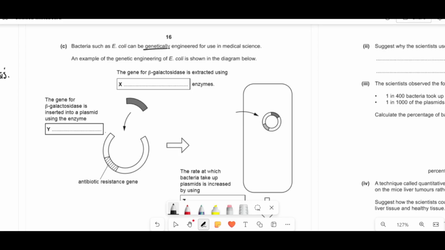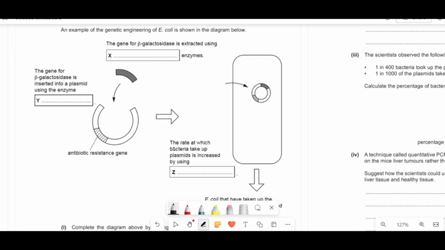Bacteria such as E. coli can be genetically engineered to use in medical science. An example is the genetic engineering of E. coli, as shown in this diagram below. The gene for beta-galactosidase is inserted into plasmid using some enzyme. The gene for beta-galactosidase is extracted using some enzymes. And then here, the rate at which the bacteria are taken up is increased by using something.